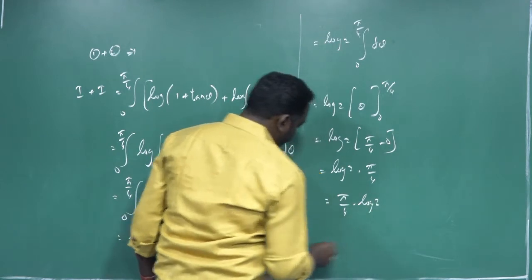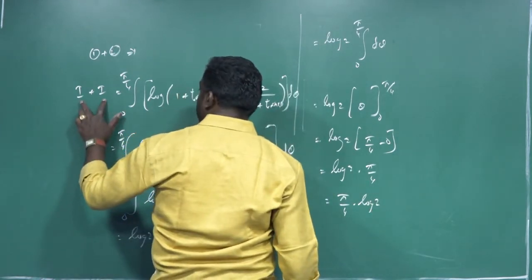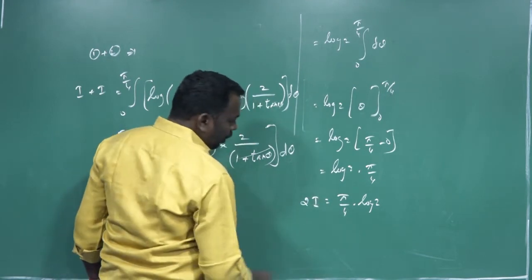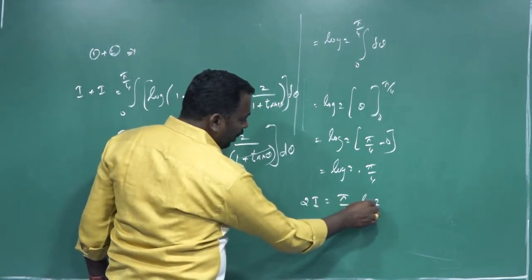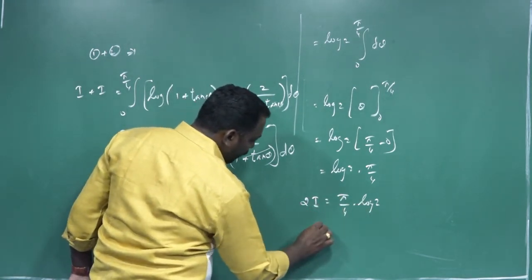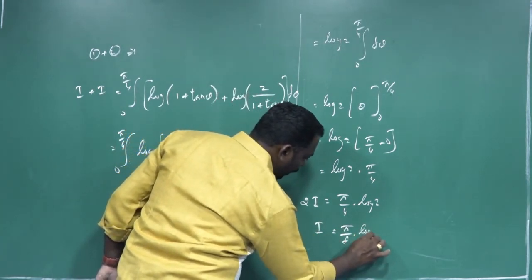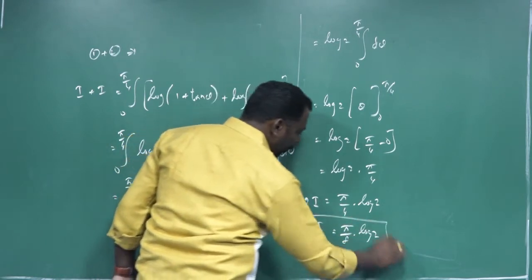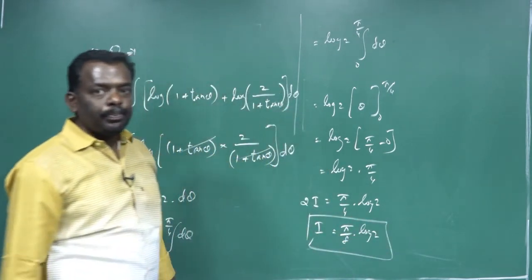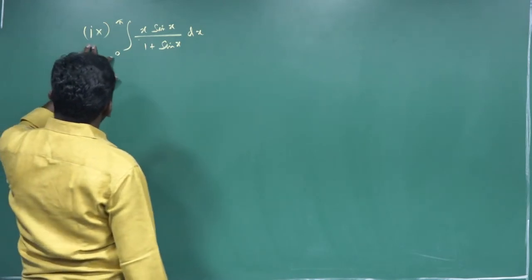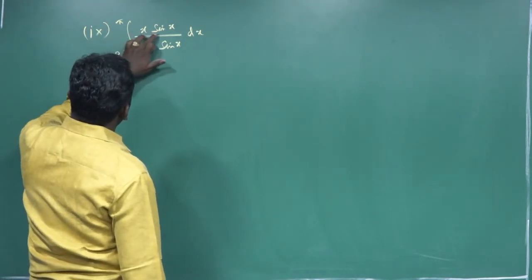And the left hand side we have is I plus I, that is equal to 2I. Therefore 2I is equal to pi by 4 into log 2. Just transfer the 2 to the right hand side: I is equal to pi by 8 into log 2. This is called the final simplification.